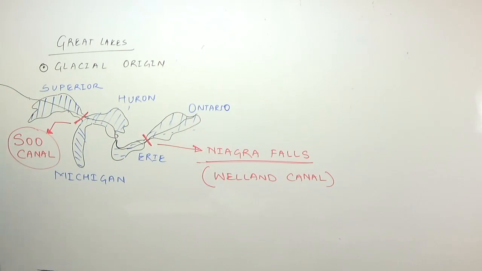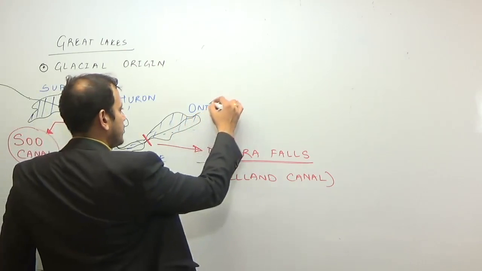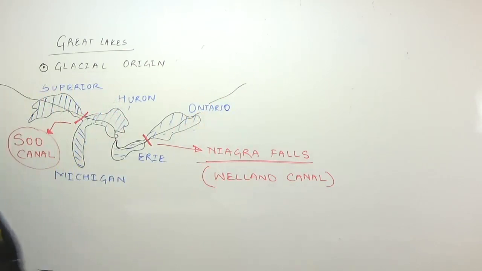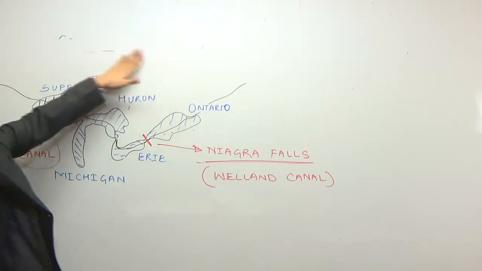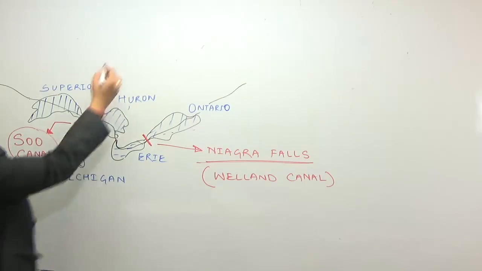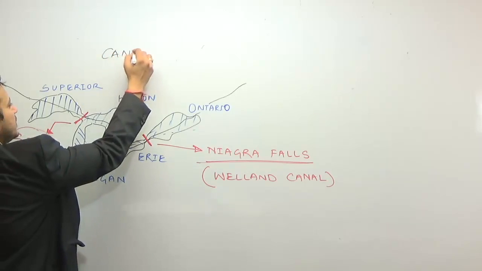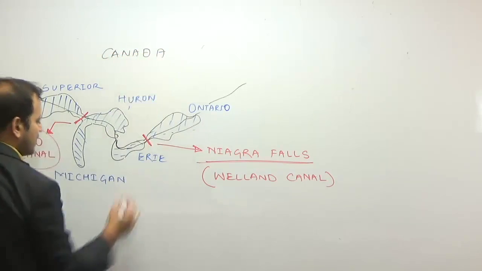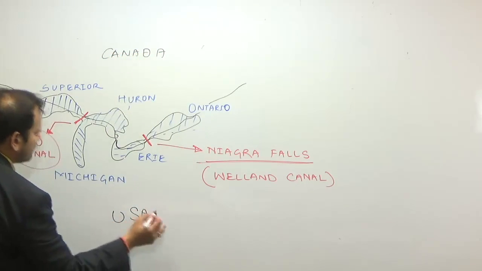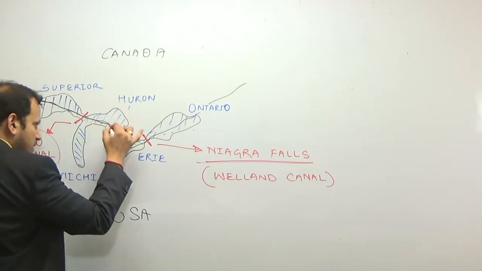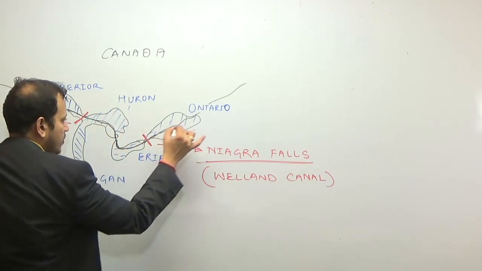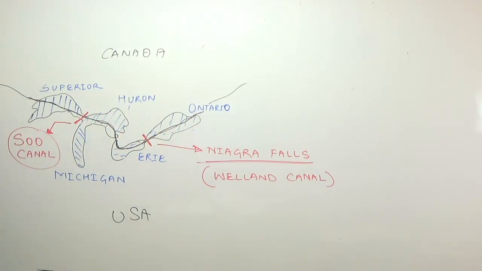In the north there is Canada, and in the south there is USA. So this is the boundary line between USA and Canada.